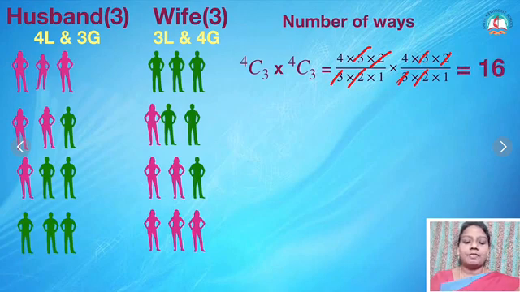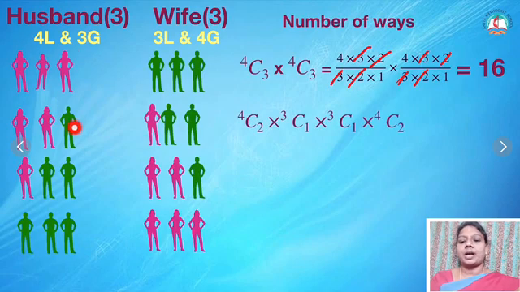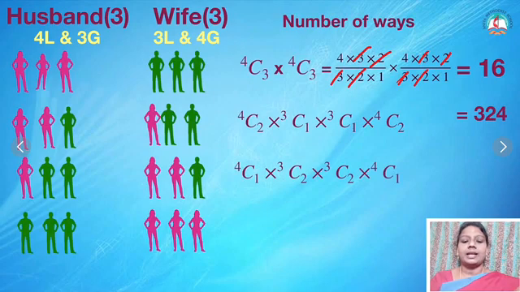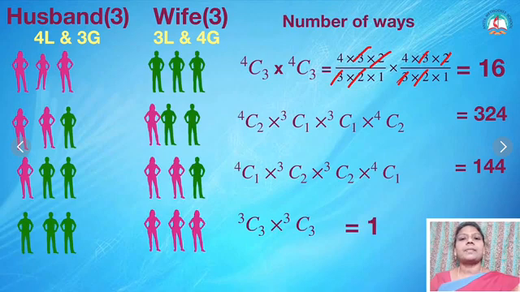Similarly here, out of 4 I can select 2, therefore 4C2, and out of 3 I can select 1. Then out of 3 I select 1, and out of 4 I select 2. If I simplify, I get the answer like this. The next one is out of 4 selecting 1, then out of 3 selecting 2. Similarly here, therefore the possibilities are 144. Now here, out of 3 I can select all 3, and here also out of 3 all 3. Therefore 3C3 into 3C3 is equal to 1. So the total number of ways is equal to 485.